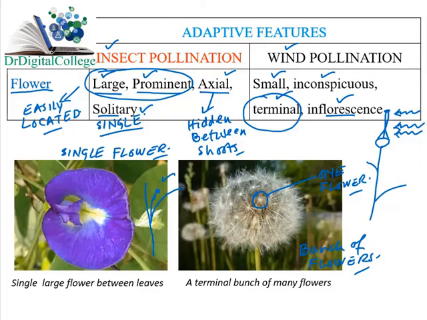why the insect pollinating flowers should be large, prominent, axial, and solitary. And on the other hand, why the wind pollinating flowers should be small, inconspicuous, terminal, and in the form of inflorescence. Inflorescence means when there is a bunch of flowers.